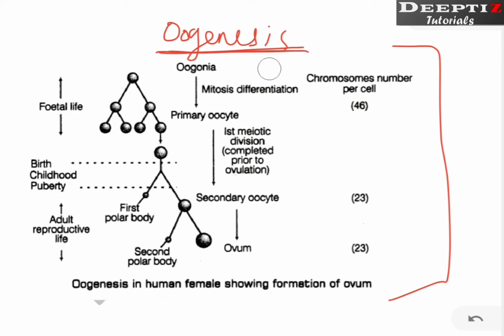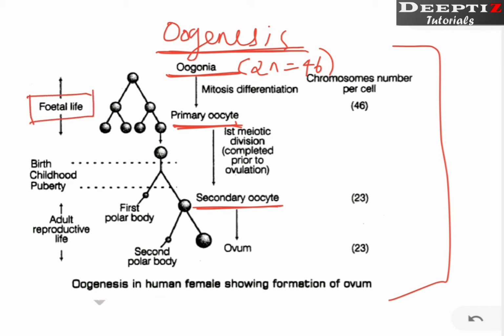Here are different names which are given. You have to be very careful when you name it. Oogonia is a diploid structure having 46 chromosomes, which undergoes a number of mitotic divisions in the fetal life of the female embryo. Whatever new cells are produced are termed primary oocytes. Primary oocytes are also diploid cells.